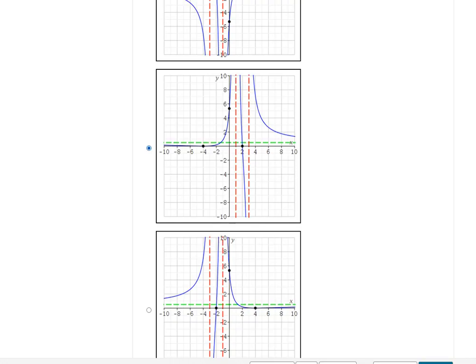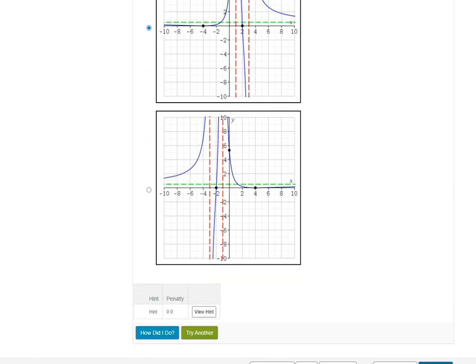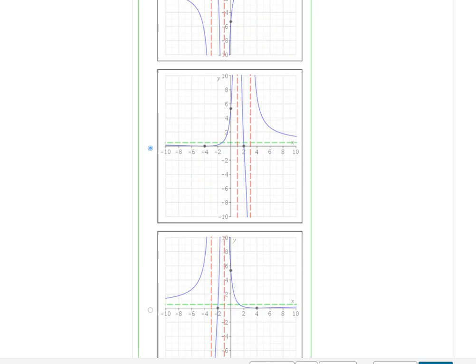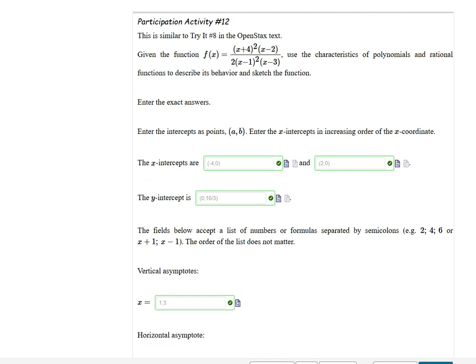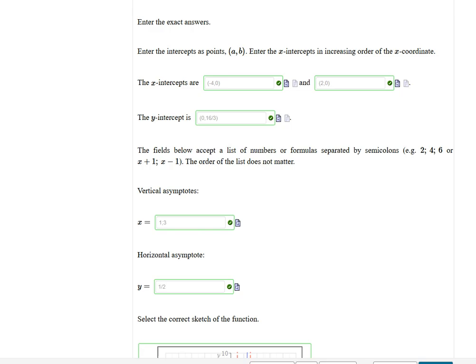This one crosses the x-axis at -4 and 2. Crosses the y-axis at 16 thirds. Vertical asymptotes at 1 and 3. And horizontal asymptote at 1/2. Take a breath. Okay, I got the graph right. And I got everything else right. Woohoo! Hot diggity.